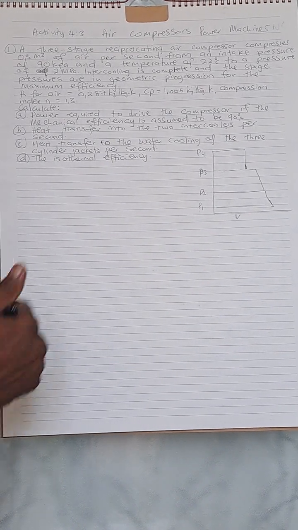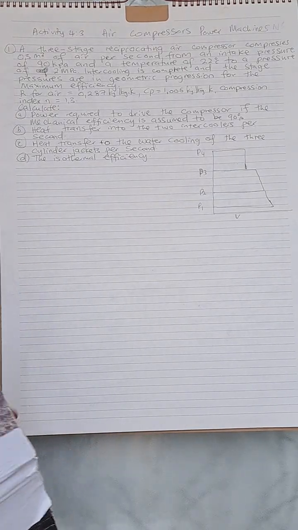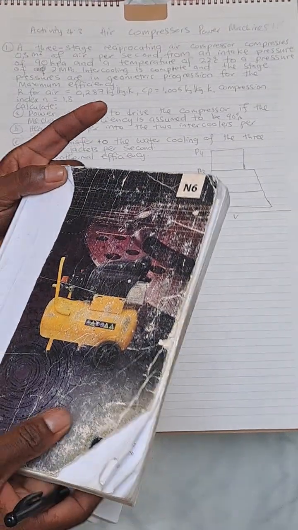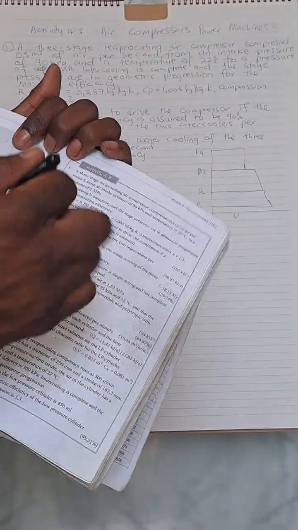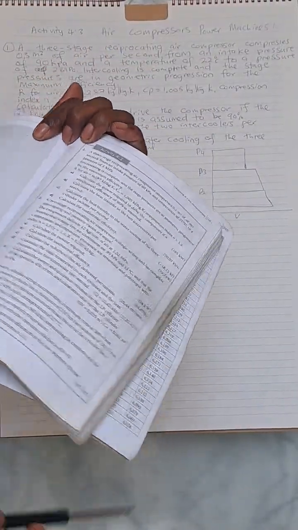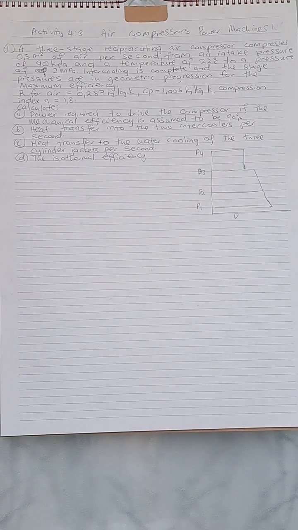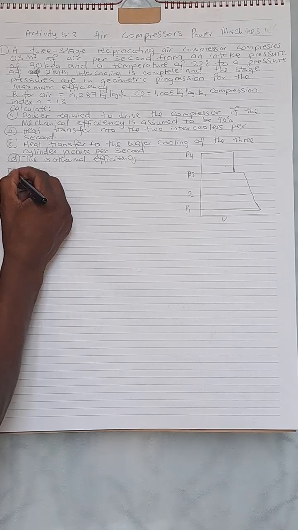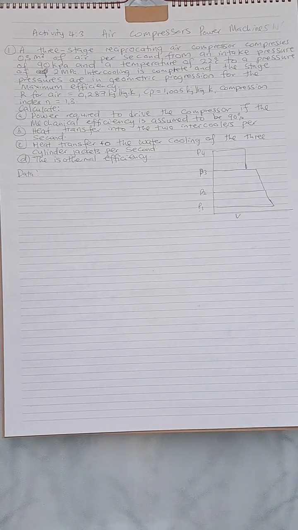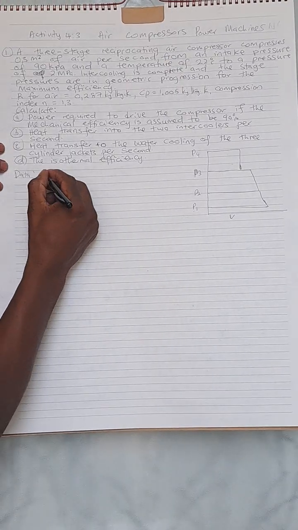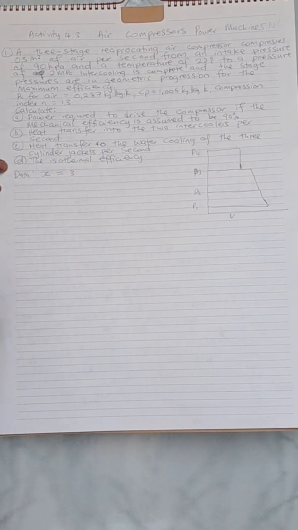The first important thing that we need to do is summarize what we are given in the scenario. I'm using the textbook Yegner and Detroit, activity 4.3, page 161. Let's write the data of what we are given. We are given our three stages. X denotes the number of stages, so we have 3.